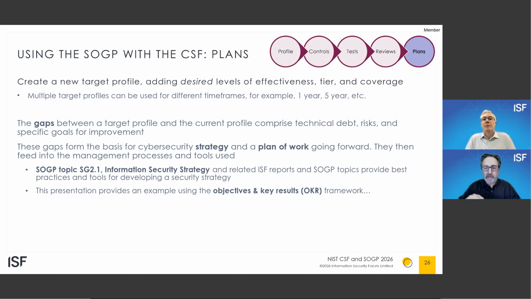The way I've now thought about that is if you're hiking, you know there's a summit that you'll reach eventually, but there's also these little peaks along the way. And those are the things that are often better to focus on. So what's your 1 year goal? What's your 5 year goal? So the gaps between your current state and your target, that becomes your plan of work and a key part of your strategy going forward. The SOGP itself has a couple different topics that talk about security planning, security objectives, and topic SG21 is strategy. And there are many reports you can read about how to communicate to management or how to develop visibility into your program. Those are key research projects the ISF has produced over the years.